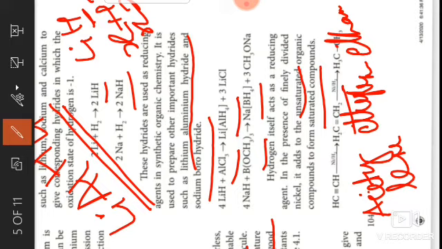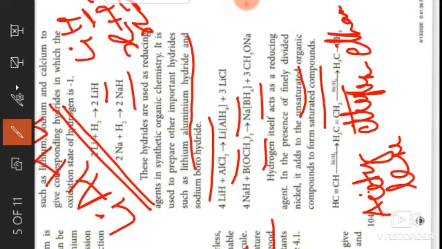So the compound is saturated. In inorganic chemistry, saturated refers to the solvent nature of the compound, but here it is organic chemistry. What is the meaning of saturated? Saturated means the compound containing single bonds.